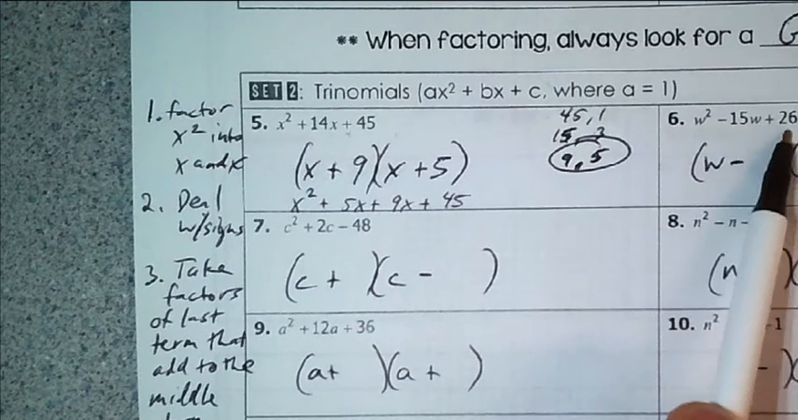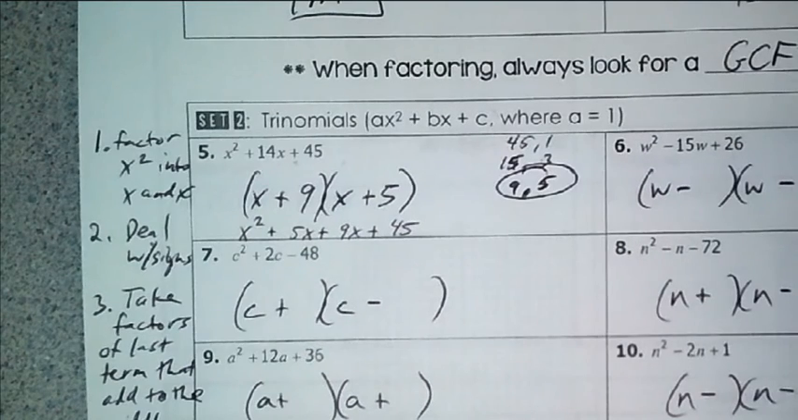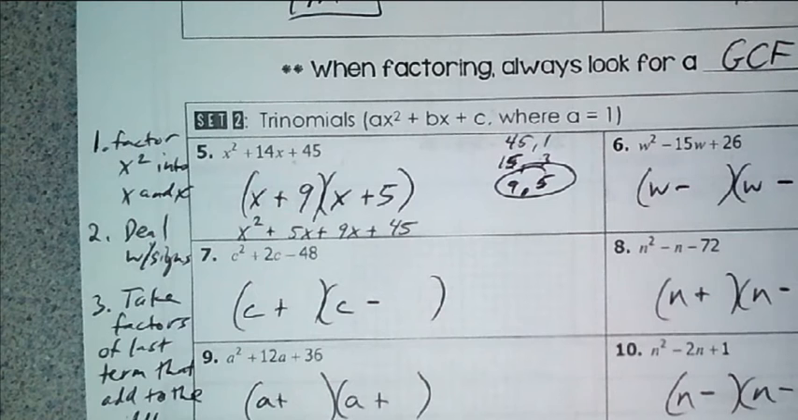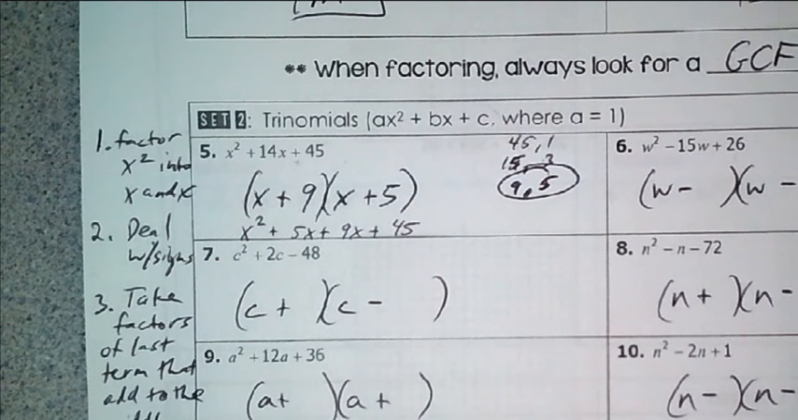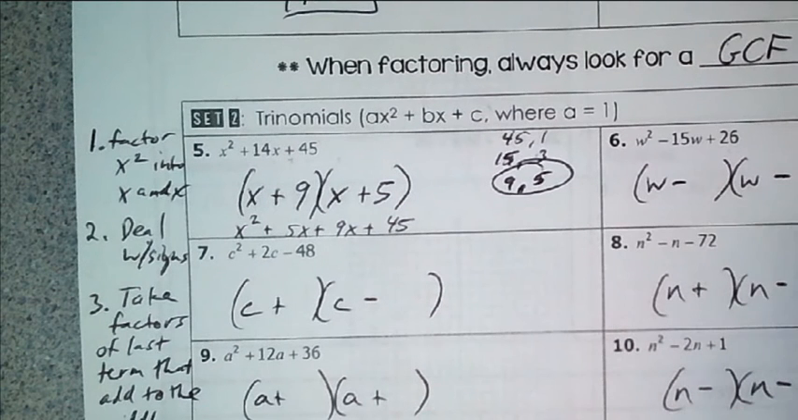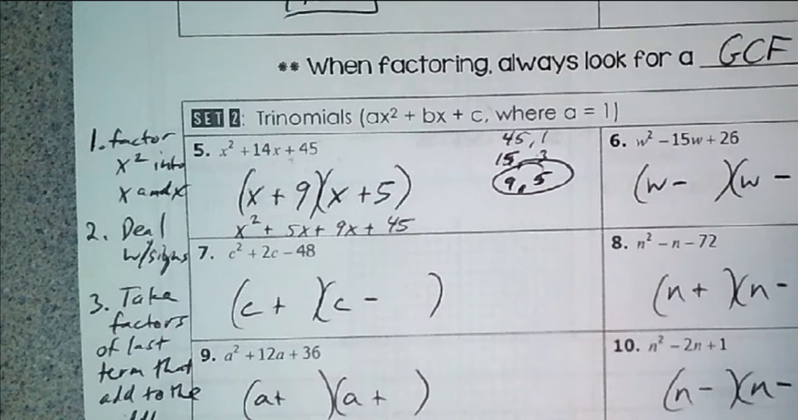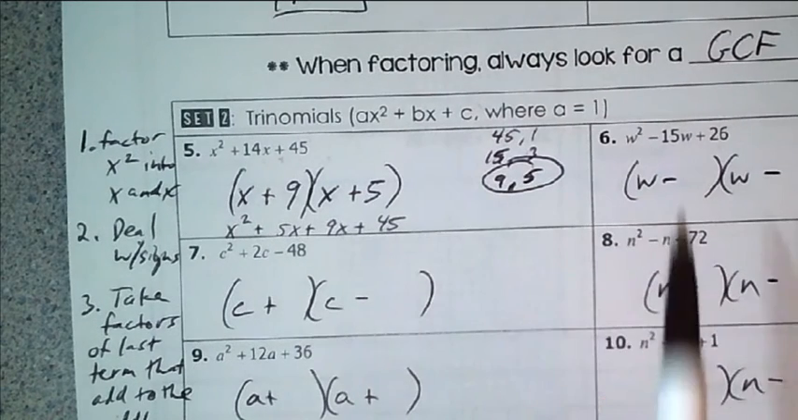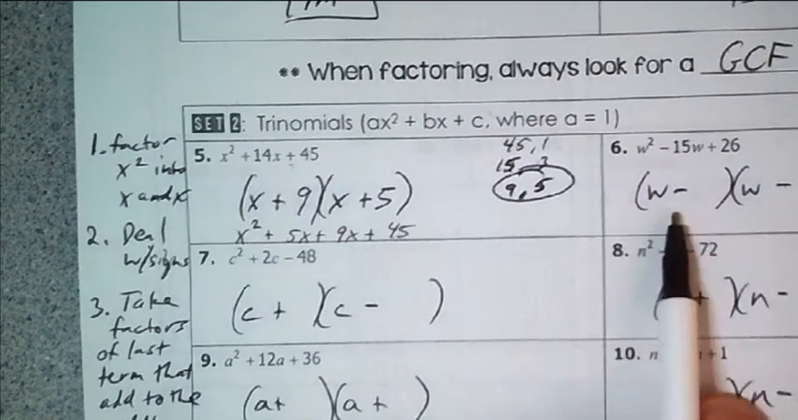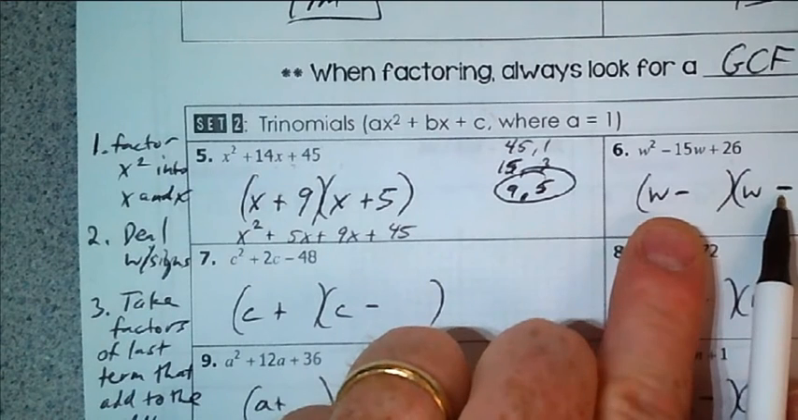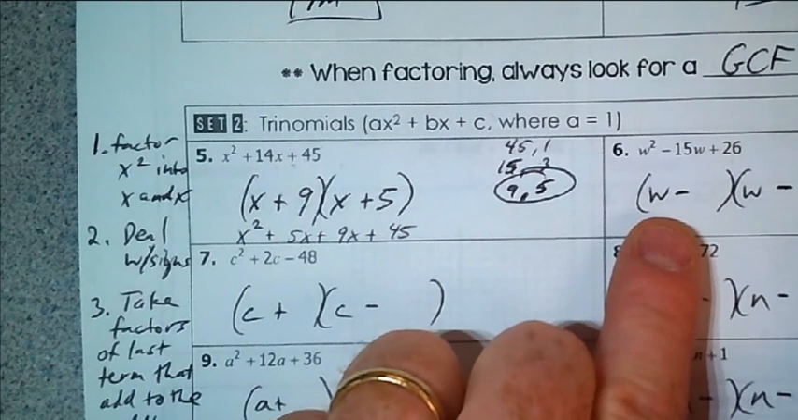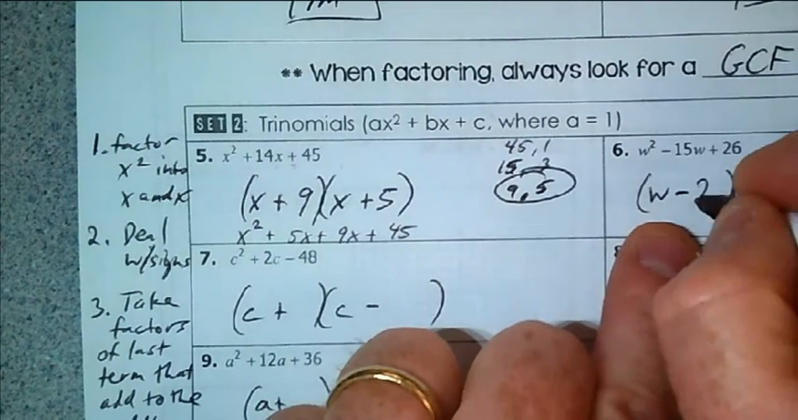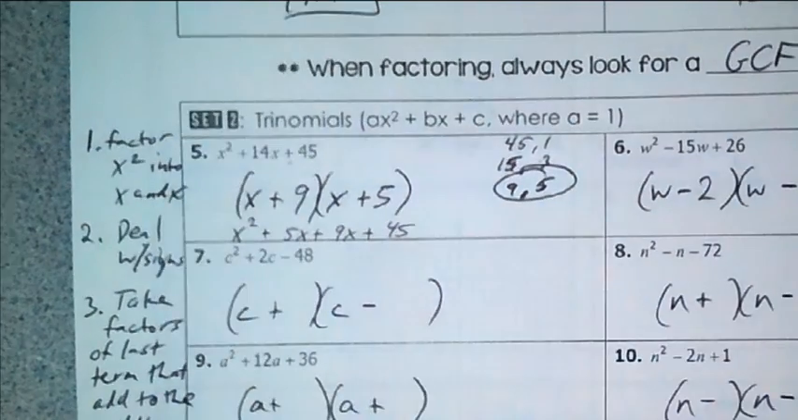Alright, let's do this one. 26. Let's list the factors. 1 and 26. 2 and 13. Are there any other factors? 3's not, 4's not, 5's not, 6 not, 7 not, 8 not. No, this is it. So, which of these factors combine to give you negative 15? Now, understand, both of these are negative, right? So, negative 2 plus negative 13 gives you negative 15. So, that's the pair that works.